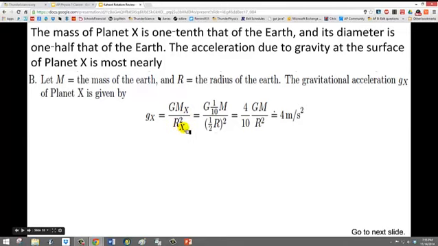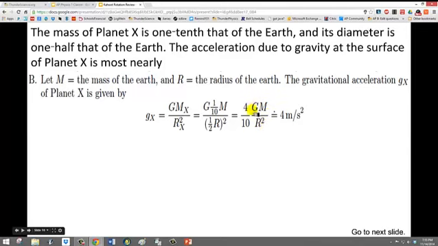Well, we're saying that planet X compared to planet Earth is 1/10 the mass. The problem says that the diameter is 1/2, so the radius must be 1/2 that of the Earth. So we're going to square that. After doing a little bit of math with this equation, we find that that comes out to be 4/10 G times the mass of the Earth divided by the radius of the Earth squared.